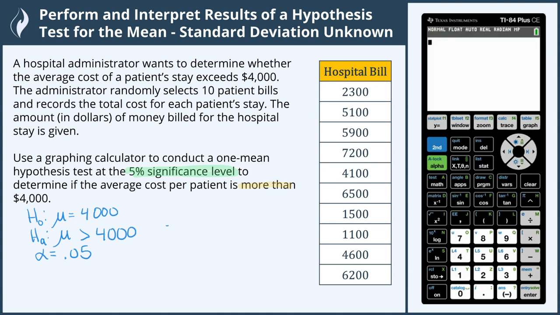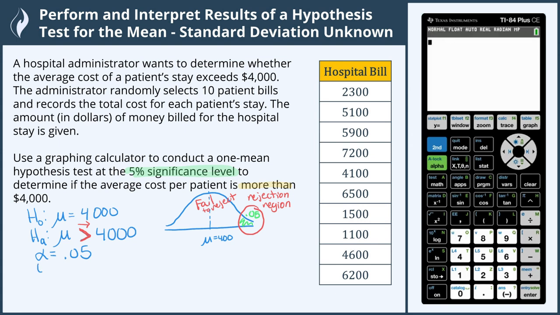It helps to visualize what our hypothesis test is looking for. So let's draw a normal curve where the average is $4,000. And we have an alternative hypothesis that says mu is greater than 4,000. Greater than are numbers to the right. It's also pointing to the right, so we know we have a right-tailed test. And since the significance level is 0.05, we know the area under the curve is 0.05, which identifies our rejection region. Which means over here is our fail to reject region.